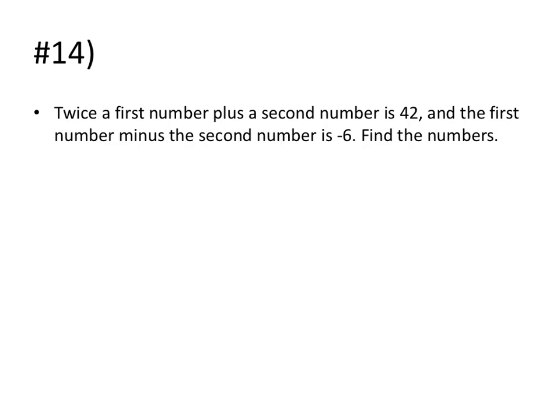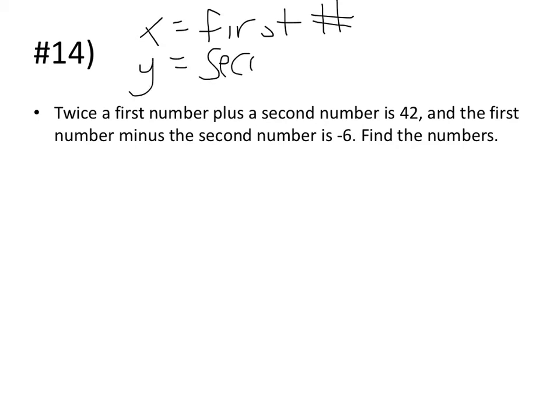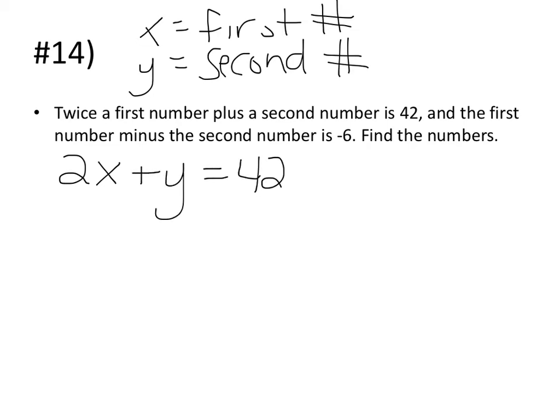Alright. So number 14 says twice a first number plus a second number is 42. So again, let's set this up. I've got X is my first number, and Y is my second number. Okay, so twice a first number, so 2X plus a second number, plus Y, is 42. And the first number, X, minus the second number, Y, is negative 6.